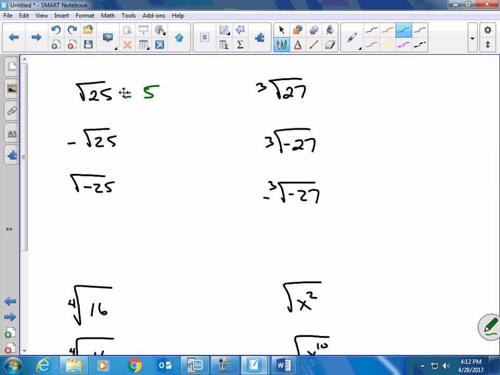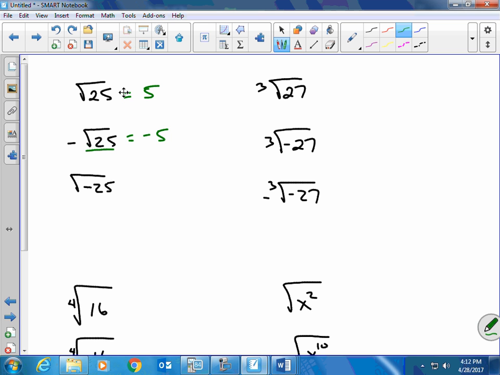And if I stick a negative out in front, my answer still becomes a 5, but my negative makes that a negative 5. Okay, so the square root of 25 is 5. The negative makes it negative 5. What about the square root of a negative 25? Is that also a negative 5?